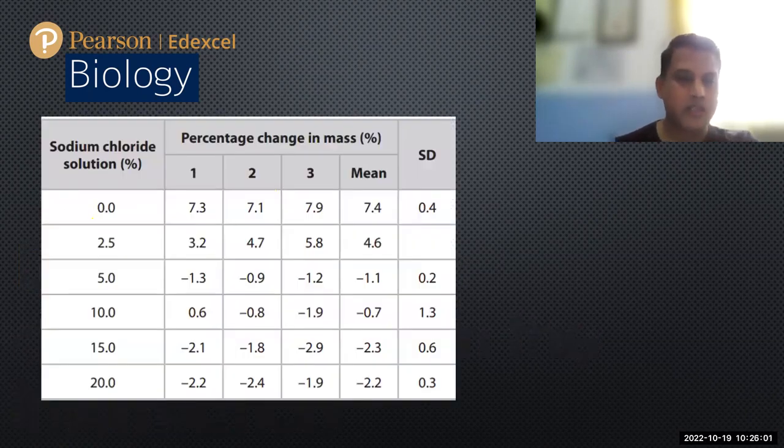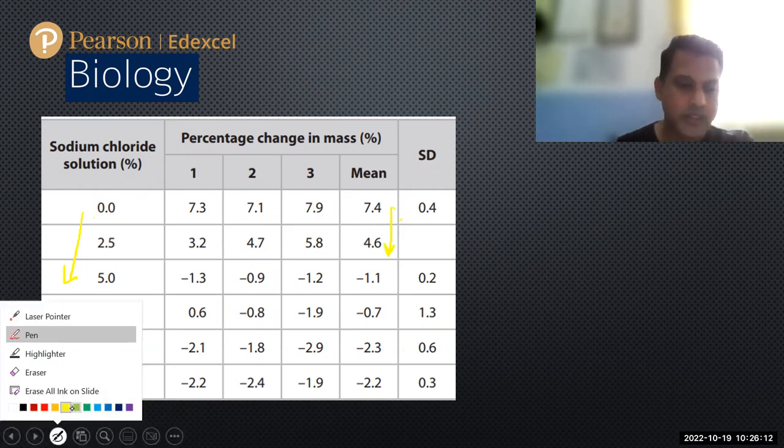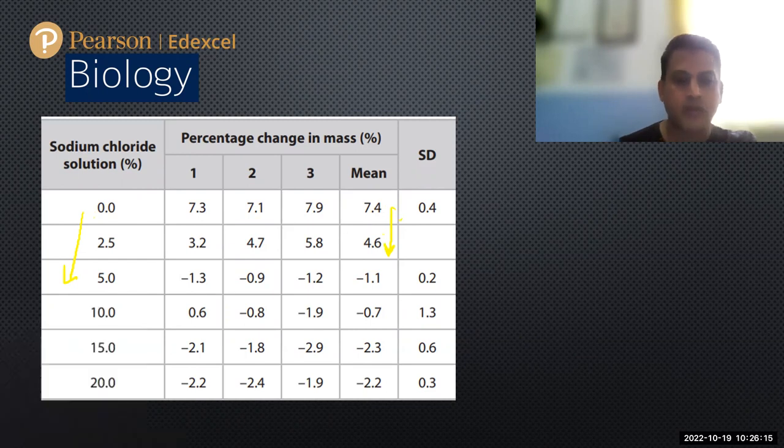So here the concentration is increasing, and the change is given here. What are the things we can notice? When the concentration increases to 2.5, the mass increases by 4.6. Right, so how can we understand this? We can consider zero as no change.